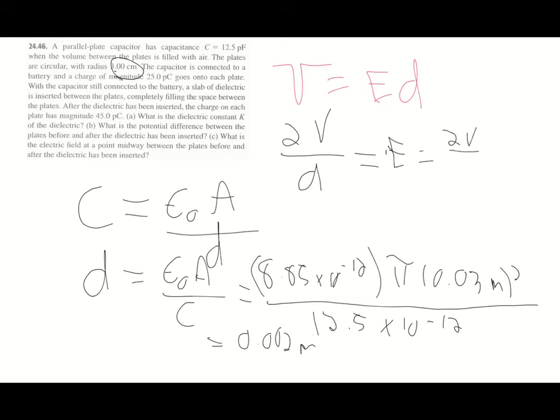Now we can plug that in up here: 2 volts divided by 0.002 meters, and that's going to be 1,000 newtons per coulomb. For the exact same reason I gave before, it's not going to matter whether it's before or after the dielectric is inserted. The voltage across the plates isn't going to change, and the distance isn't going to change. So we end up with the exact same electric field across the two.